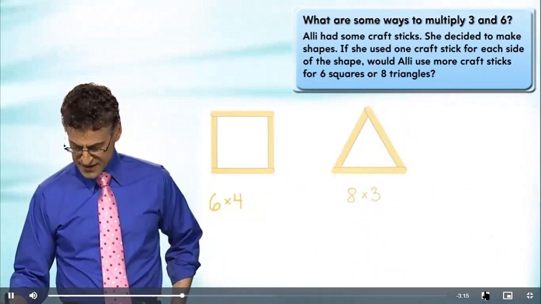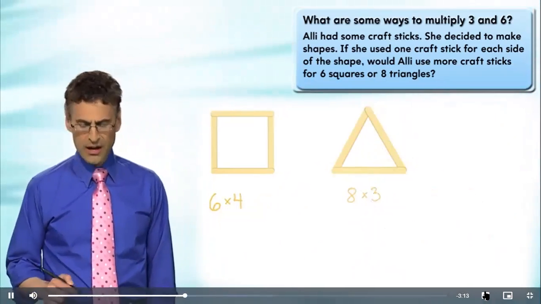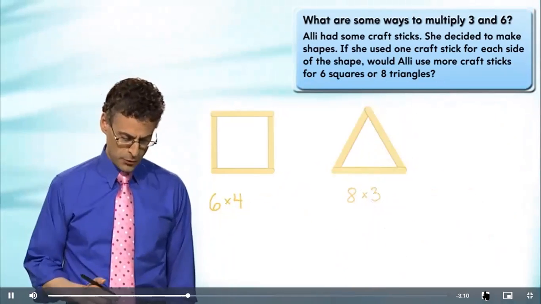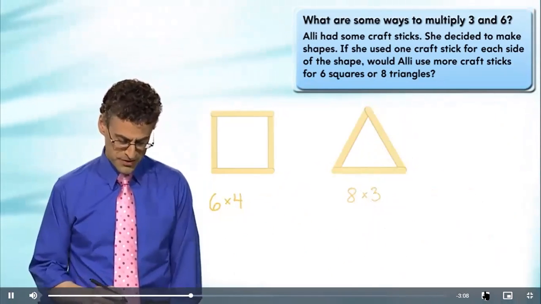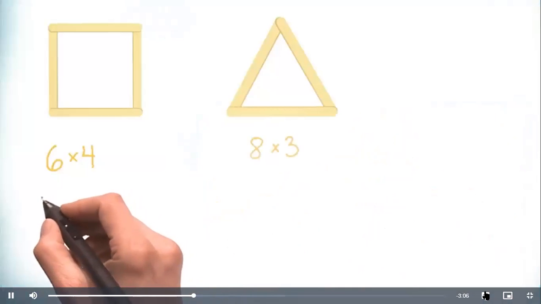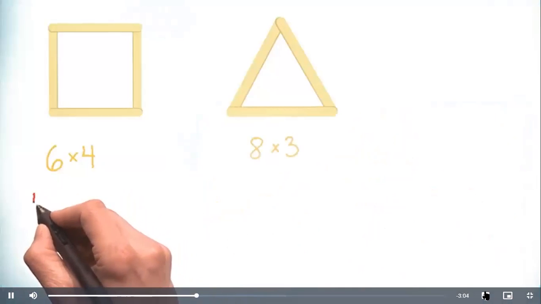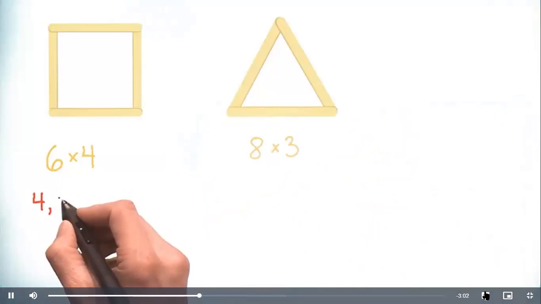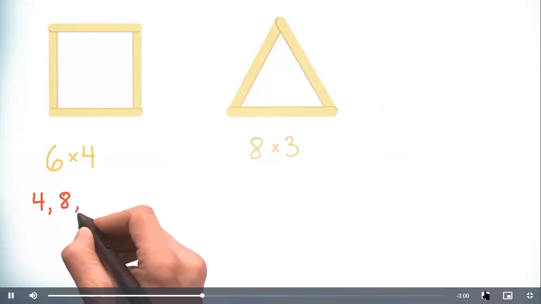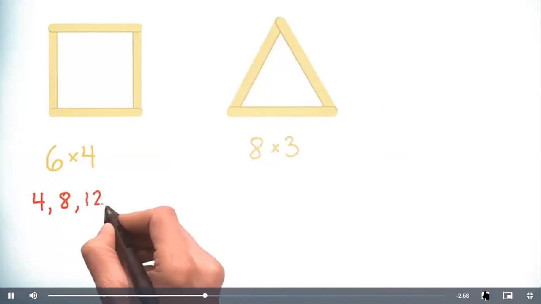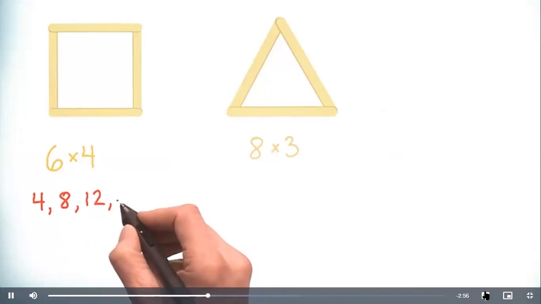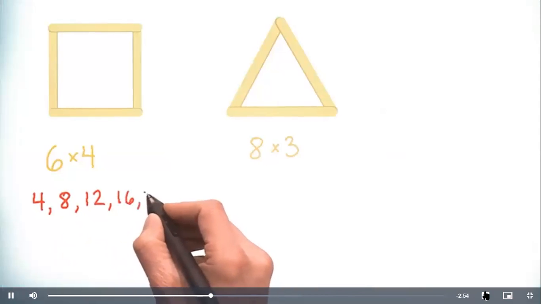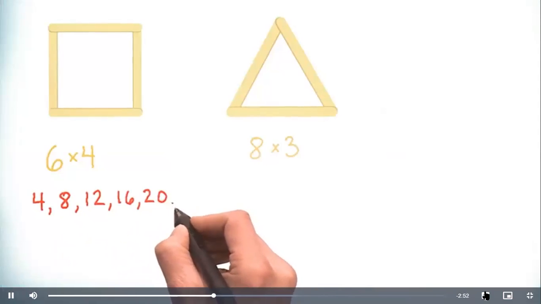Well, one way to do that is just to start counting by, in this case, 4s. We need to have 6 4s, so let's just start counting by 4s and see what we get. So if I count by 4s, I see 4, and then I see 8. And then 8 plus 4 is 12. And then 4 more is going to be 16. And then 20. And then 24.